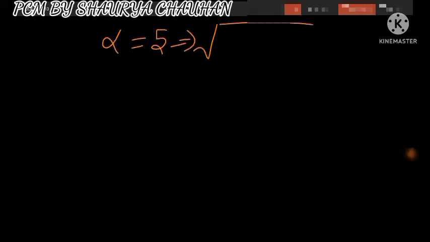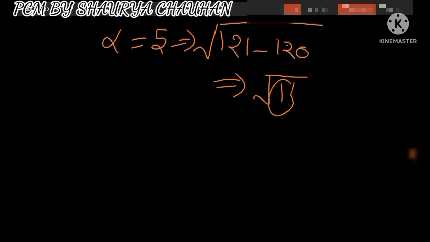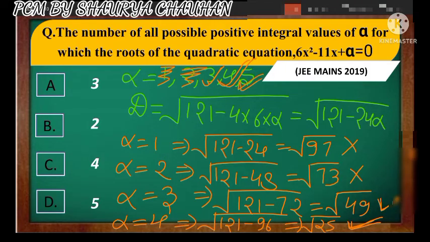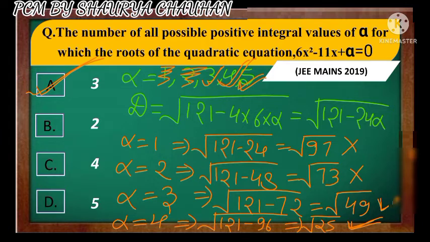Now for alpha equals 5, it will come out to be root over 121 minus 24 into 5, which is 120. So now it will come out to be root 1. 1 is a perfect square, so the value 5 will also be taken. So the total values come out to be 3, 4 and 5, which is 3. So now 3 values of alpha are taken.